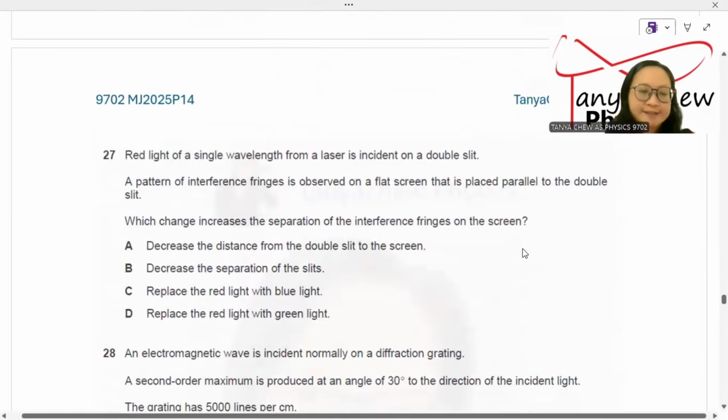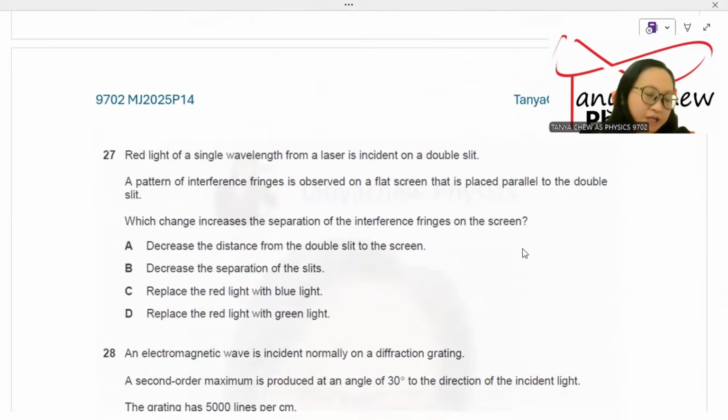Now, number 27, red light of single wavelength from a laser is incident on the double slit. A pattern of interference fringes is observed on a flat screen that is placed parallel to the double slit. Which change increases the separation of the interference fringes on the screen?